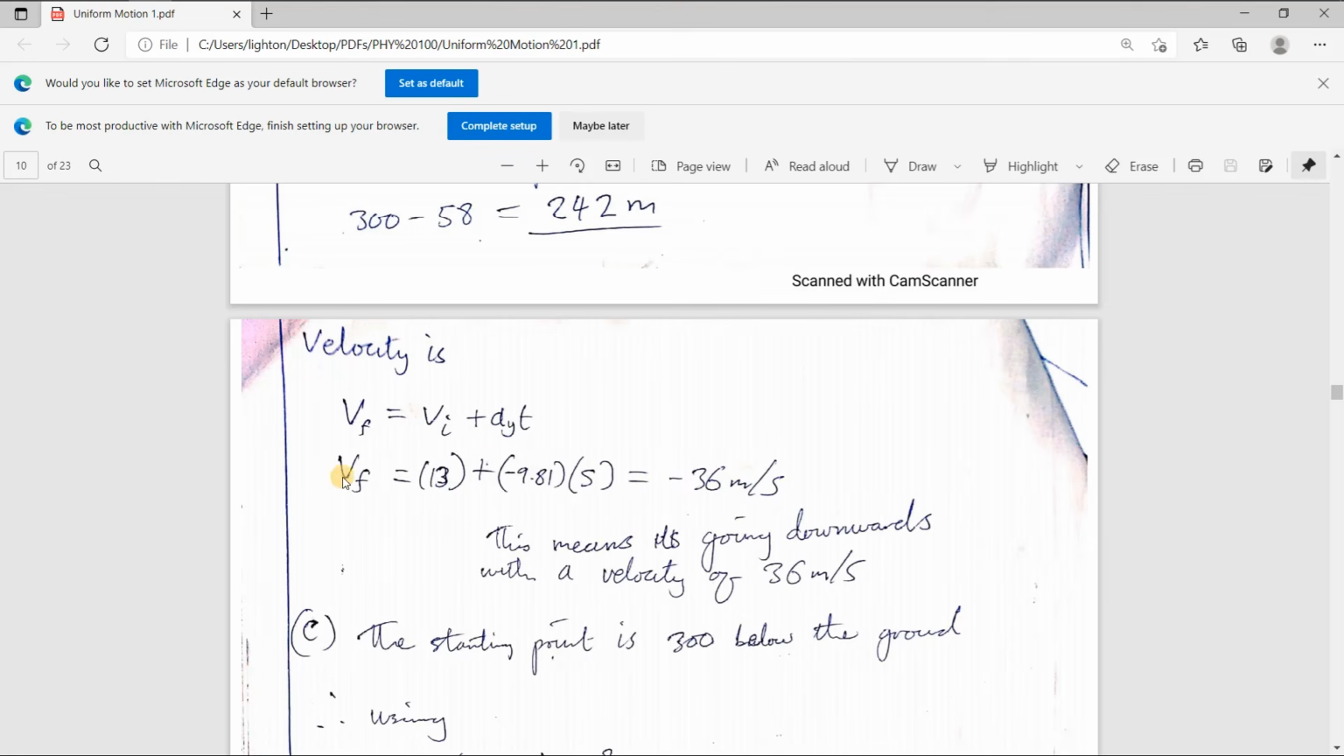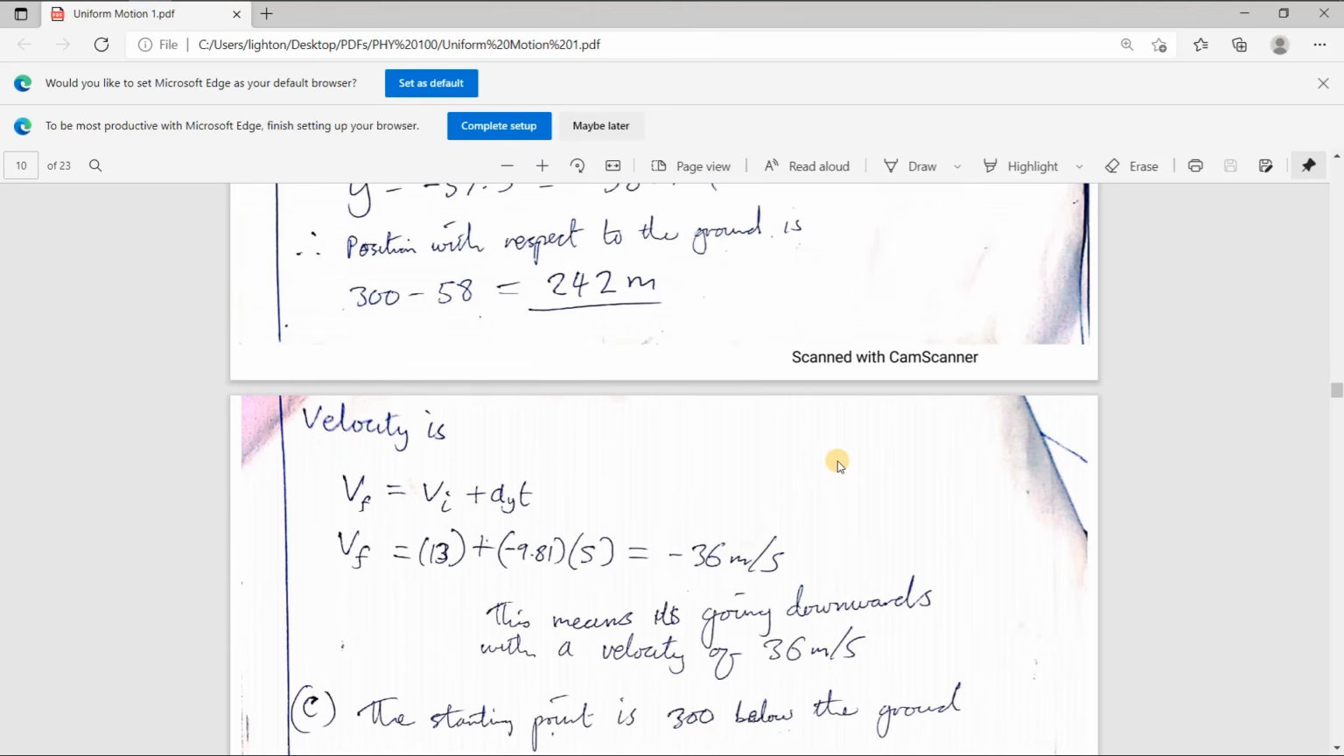Okay, because we know that velocity is always a vector, and it has a negative sign here, meaning that it is going downwards. Since we chose up as positive, it has a negative value, meaning that this object is going downwards after 5 seconds. So this thing I've written means it is going downwards with a velocity of 36 meters per second.